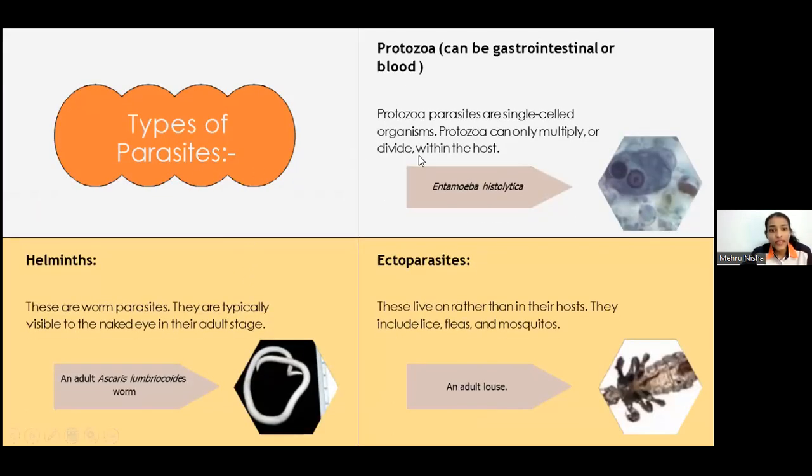Next. Okay, types of parasite, as I explained, you have protozoa, single cell. Example is Entamoeba histolytica. Second, ectoparasite. Example, those which actually live on top of our body. And helminths. Okay, helminths example, worms. So are you all familiar with these, students? Have you all learned before?